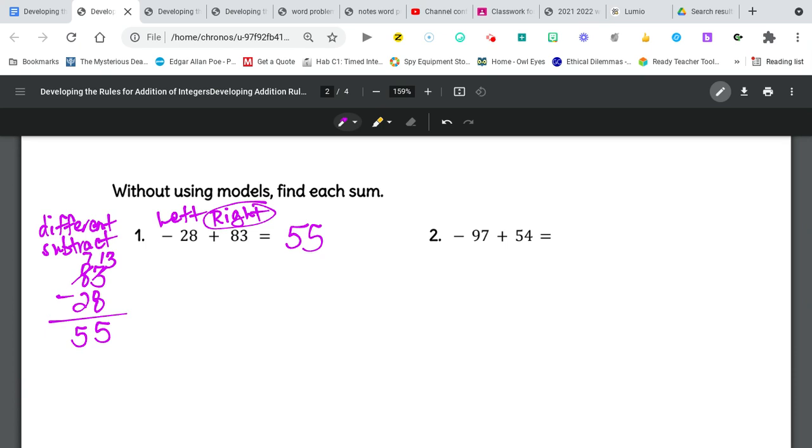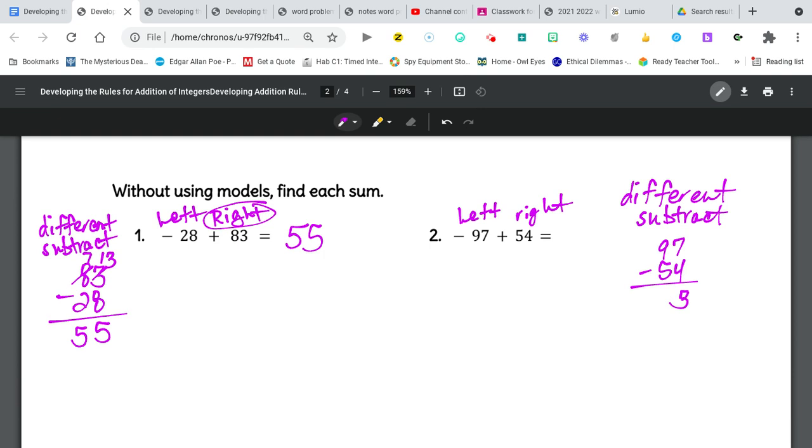All right, so on number 2, this goes to the left. This goes to the right. Plus positive goes to the right. Those are different. Or you can say you have negatives and positives. So we know we're going to subtract. Put your larger group on top. My largest group this time is a group of negatives. And subtract: 7 minus 3 is 4, 9 minus 5 is 4. But in this particular case, it's more to the left, or you can say it's more negatives than positives. So your answer is negative 43.